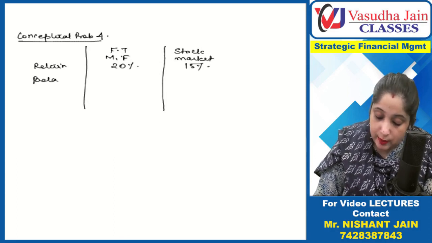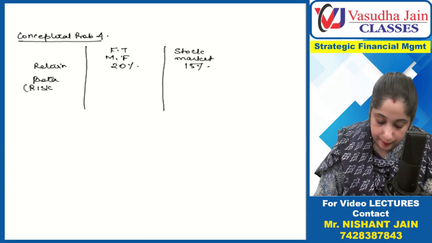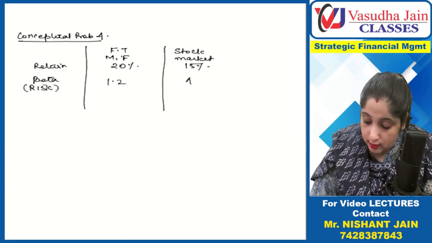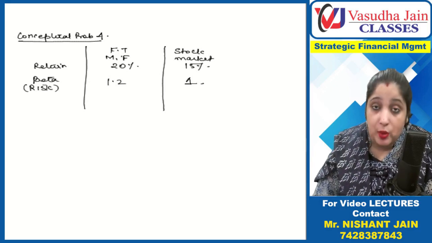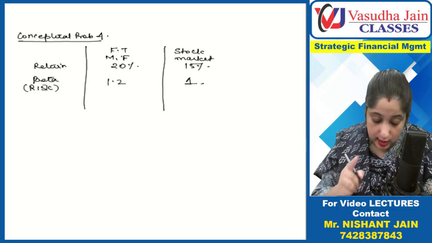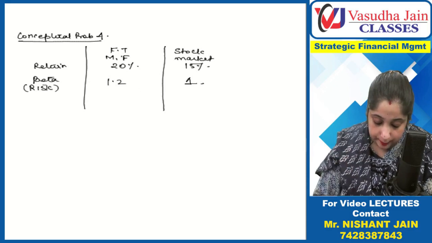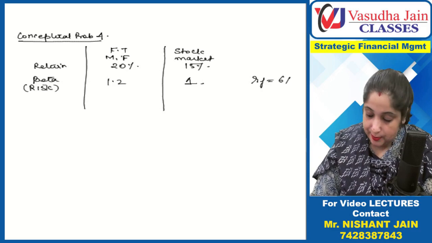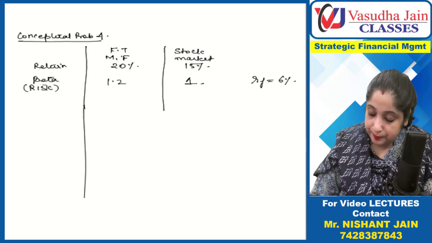Beta is given. Beta is basically a measurement of risk here. 1.2, and the stock market beta is how much? 1. And if you don't know it is 1, then that means your preparation is lacking. It is not up to the mark. Okay. And the risk-free rate of return is given to us as how much? 6%.